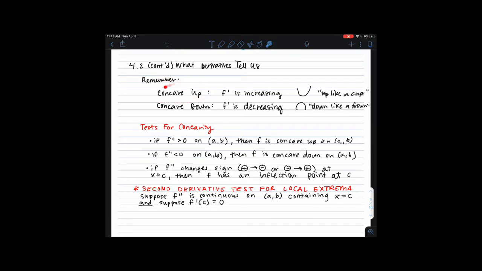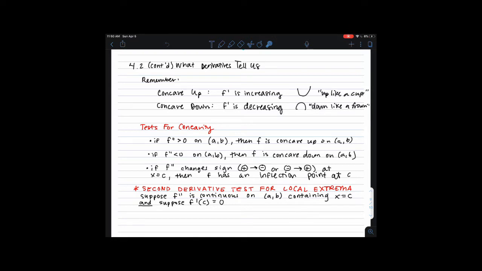We defined concave up as when our first derivative, or our slope, is increasing. And I told you guys you can remember it as up like a cup. So this kind of looks like a cup. That's a concave up section. And then concave down was when our derivative is decreasing, or our slopes are decreasing, and that was down like a frown, looks like a frown.